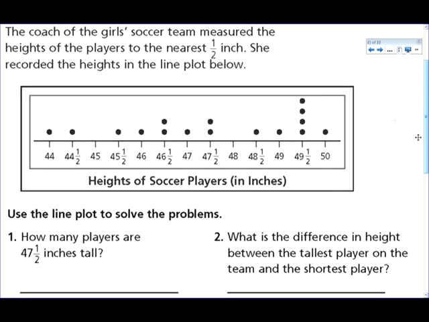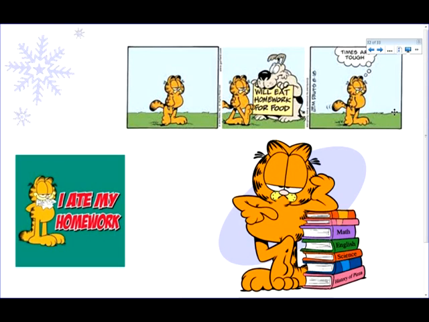And that's all I have for tonight, so make sure you don't find any dogs on your way home. I don't want your homework being eaten. And basically stay away from Garfield.